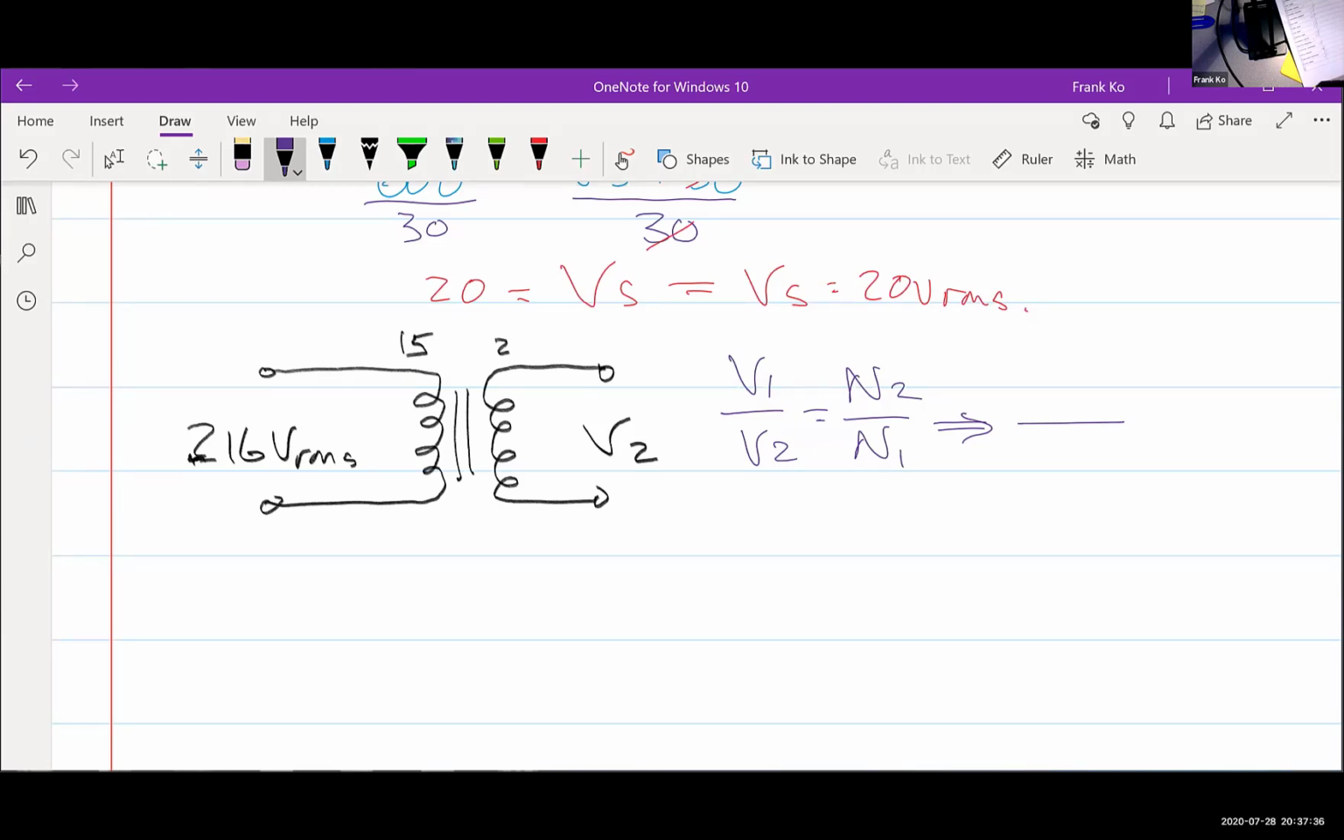Harpreet, what's my V1? It's 216 volts. What's my V2? That's what we're looking for. What's my N1?